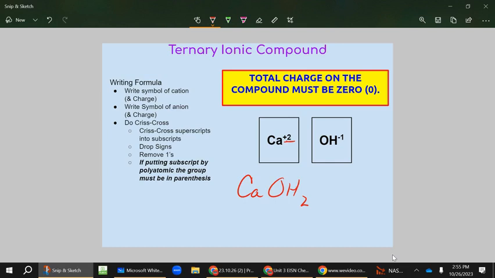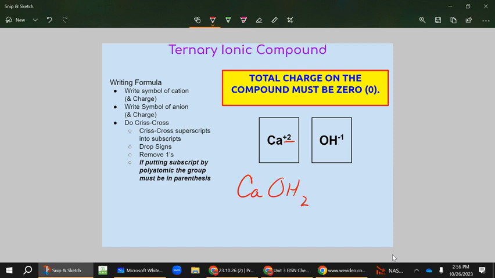Isaac, you're shaking your finger at me. What's the matter? The OH needs to be in parentheses. Thank you for remembering that we can't change the group. I said that. You just changed the group by making it OH2 instead of OH. I said that before you brought down the 2, you don't change it.